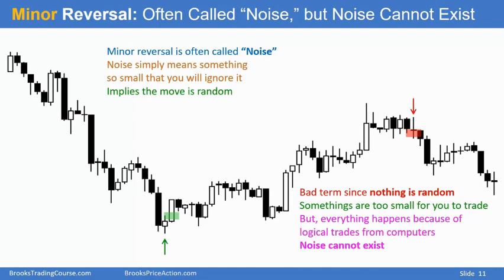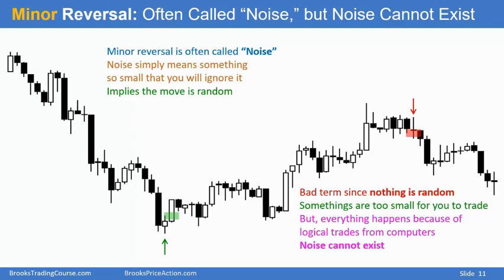The computers are placing trades because they see logical trades, even though the trades are so small that you would never consider taking them. Some minor reversals are big enough for scalpers to take, not simply the computers trading for 1 or 2 ticks or 1 or 2 pips. However, they still are minor, and because a scalper is taking them and making money from them, they cannot be random. You cannot make money from random moves. You can only make money from logic, and therefore noise cannot exist.